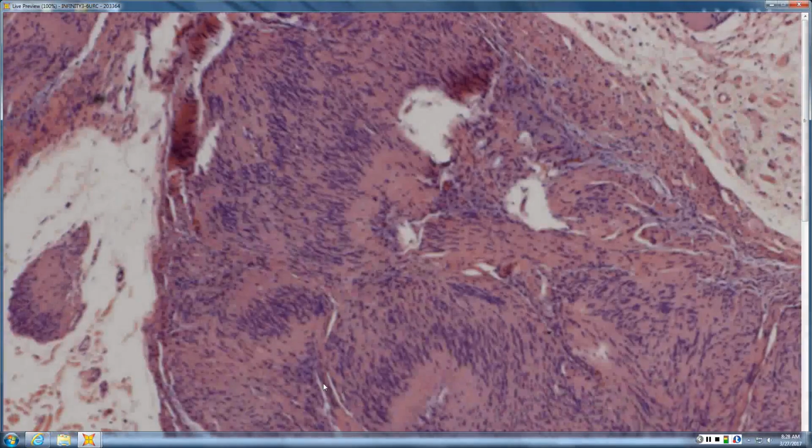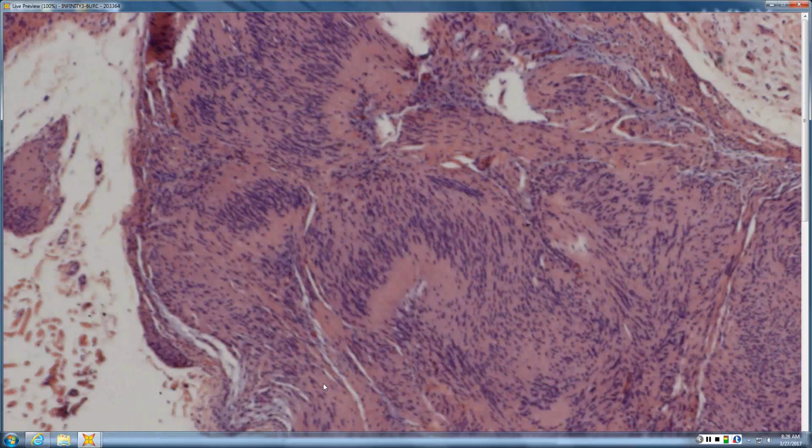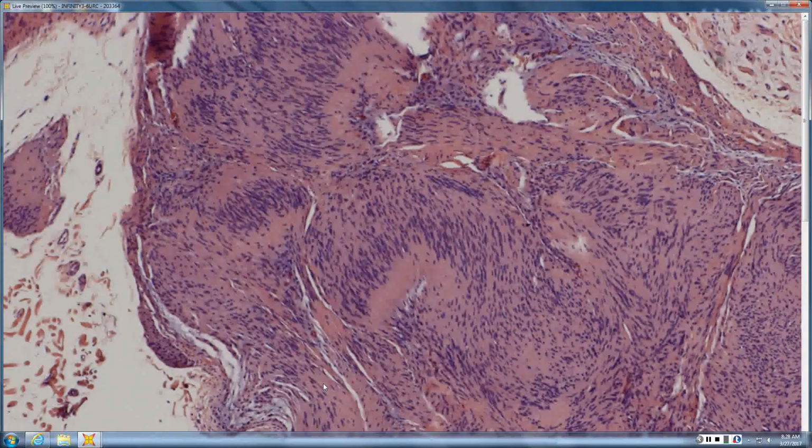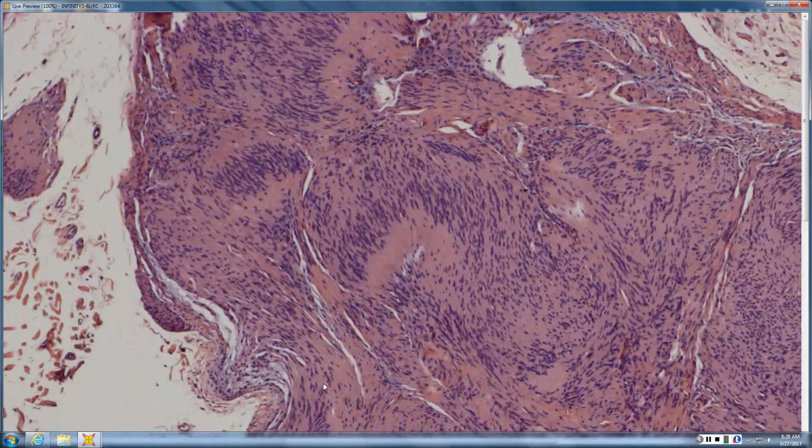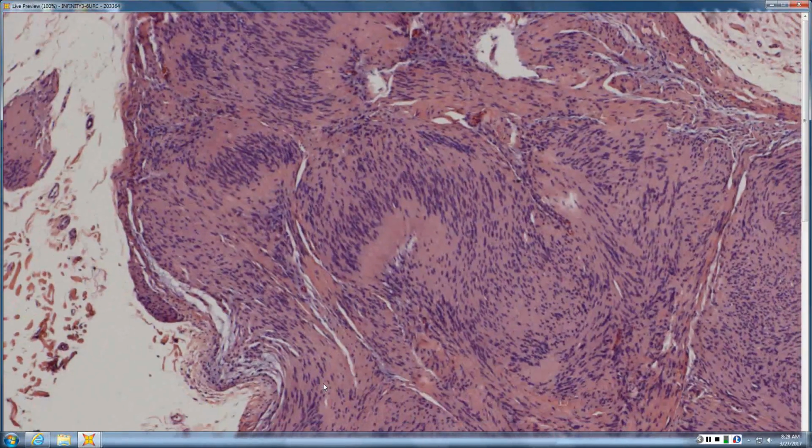a granular cell tumor. And then, what do you want to know about that granular cell tumor if you just have a piece of it? How big is it? Maybe it's around 2 centimeters. Probably take it out. Yeah, make sure it's completely out.